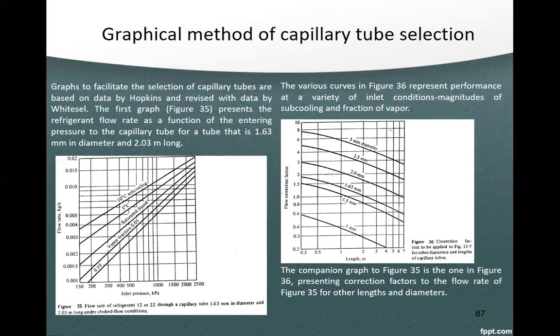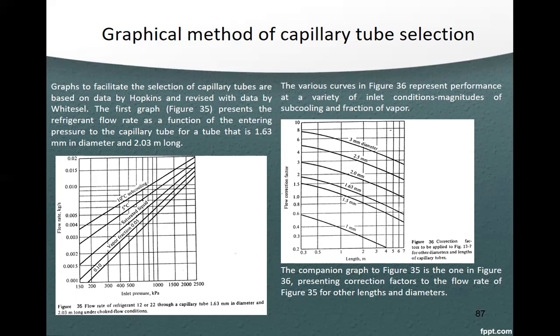So, graphical method of capillary tube selection. Graphs to facilitate selection of capillary tubes are based on the data by Hopkins and revised with data by Wittisell. So, ito yan. The first graph, figure 35, presents the refrigerant flow rate as a function of entering pressure at the capillary tube for a tube that is 1.63 mm in diameter and 2.03 meter long. So, yan. Inlet pressure, tapos ano yung flow rate sa cooling.